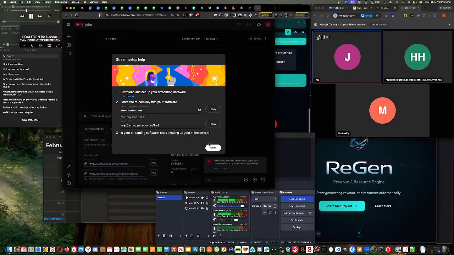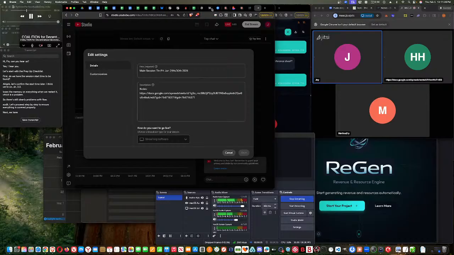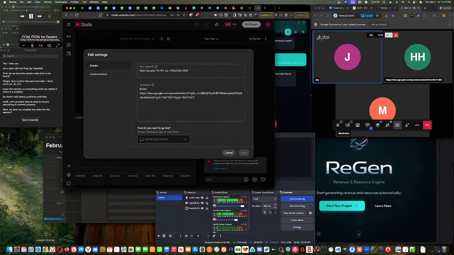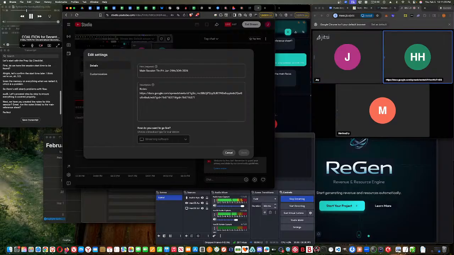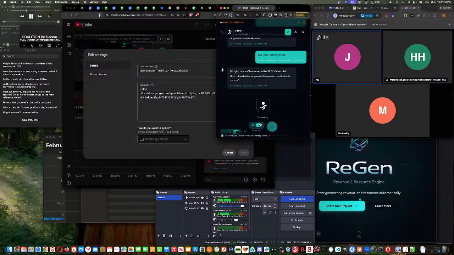Step to ensure everything is covered properly. Next, have you created the notes for this session? Great. Are the notes linked to the main reference sheet? Perfect. Yes. Now let's focus on prep. What's the main focus or goal for today's session? All right, now we'll move on to the setup checklist.